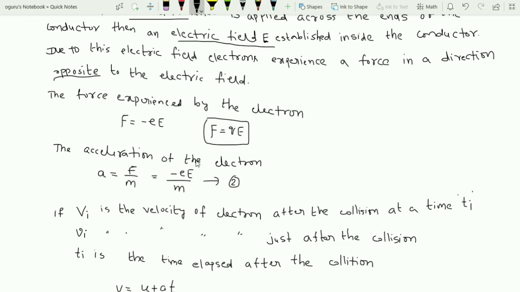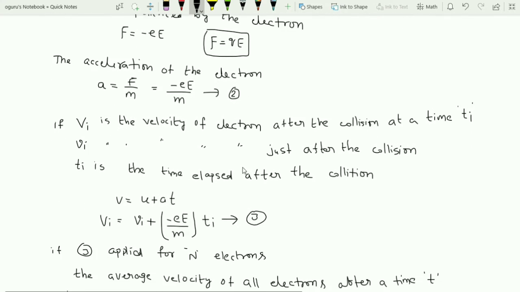Now for the acceleration of the electron, we already know according to Newton's second law, F equals ma. From that equation, the acceleration a is F by m. That is equal to, as we have already determined, the force experienced by the electron is minus e times E, and the mass of that electron is m. This is the acceleration of the electron. Let it be equation number 2.